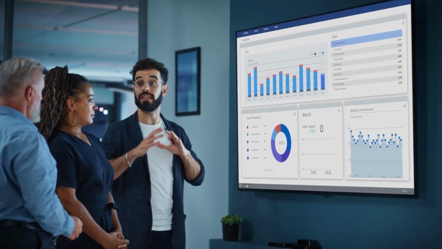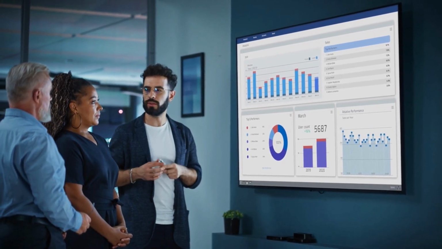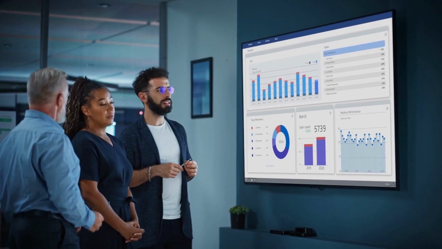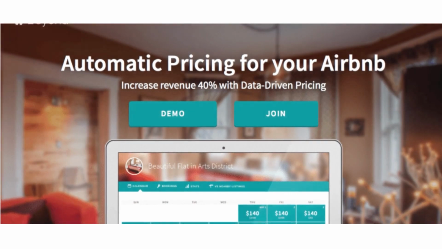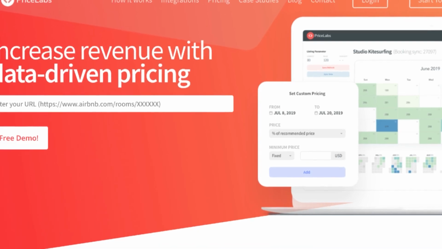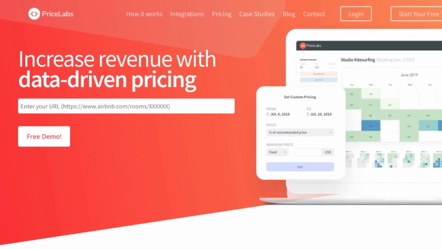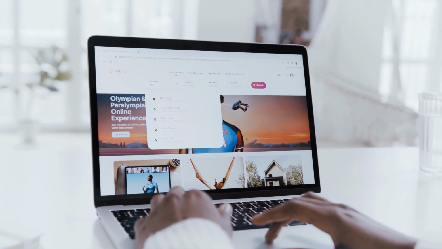Dynamic pricing can help you optimize your revenue by making sure that you're charging the most that you can for your rental during these times of high demand and the least that you can during times of low demand. There are several dynamic pricing tools available for Airbnb hosts, such as Beyond Pricing, Wheelhouse, and Price Labs. These tools integrate with your Airbnb account and adjust your prices automatically.